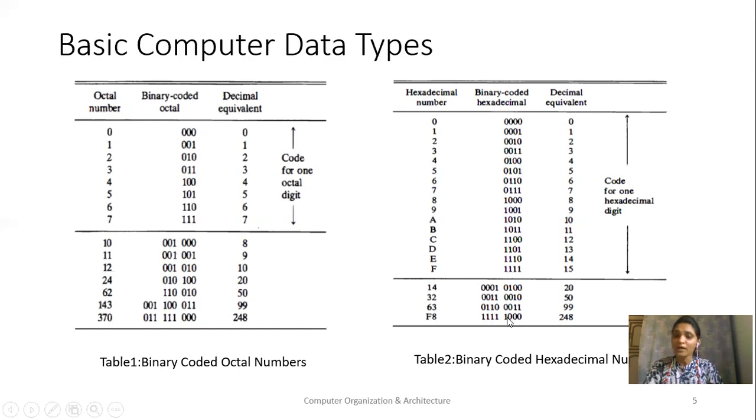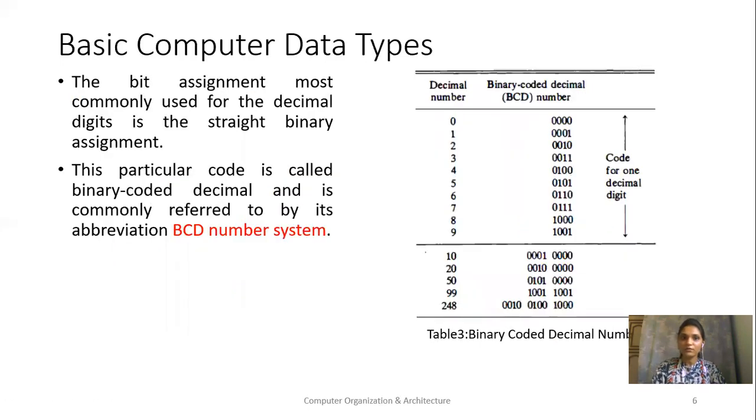Okay, one more system we use is the BCD number system, in which we have 10 symbols, that are 0 to 9, and we represent each number in the form of a 4-bit binary coded number. Okay, that means 0 is represented as 4 times 0, 1 as 0001, 2 as 0010, and 9 as 1001.